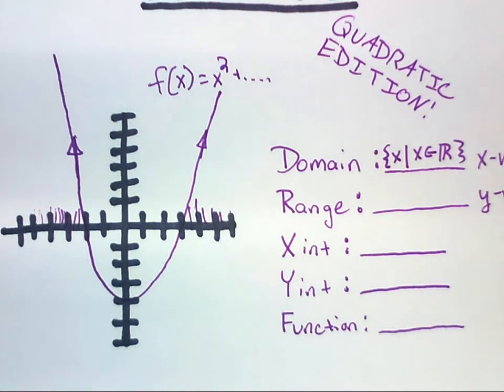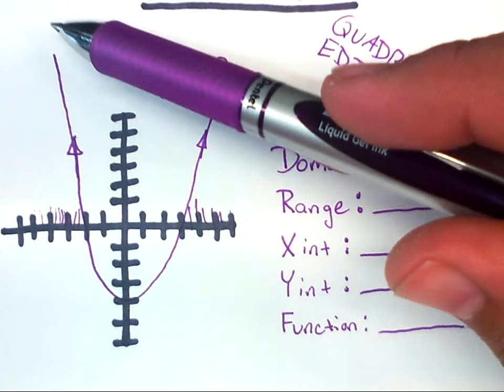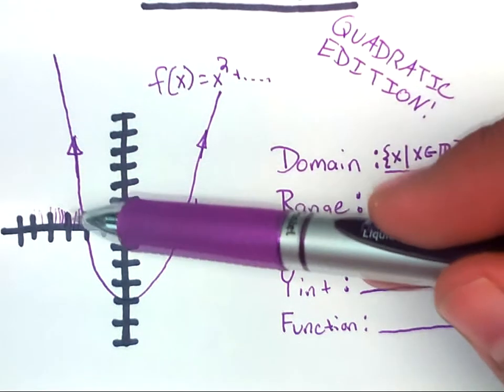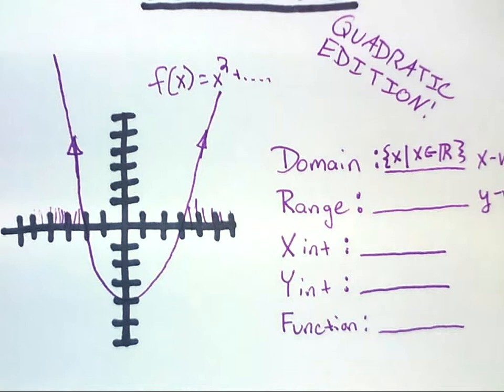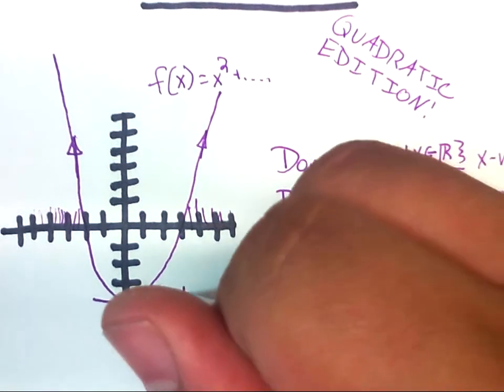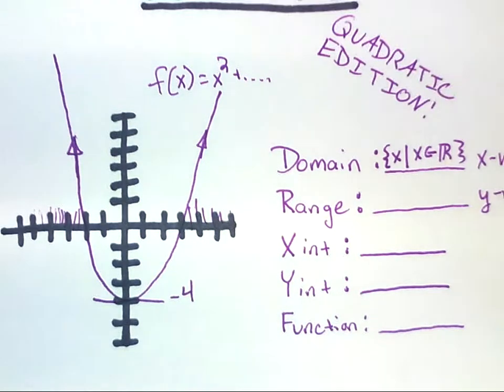The range, however, isn't the same. The range covers all possible y values. And as you can see with our curve, it goes forever up, but when we try to go down, it kind of, like a roller coaster, swings around a curve and comes back up. And the lowest y value we have is -4. Now, when it goes up, we can have any y value. It goes on to infinity.